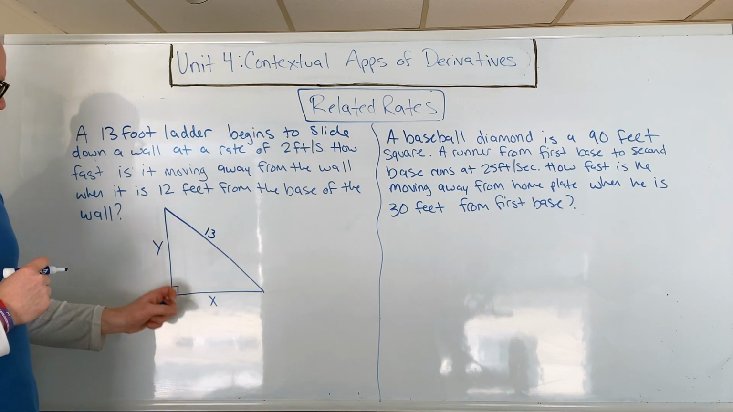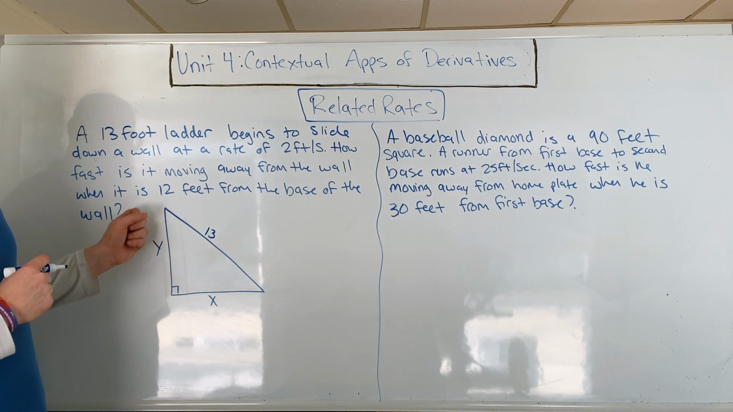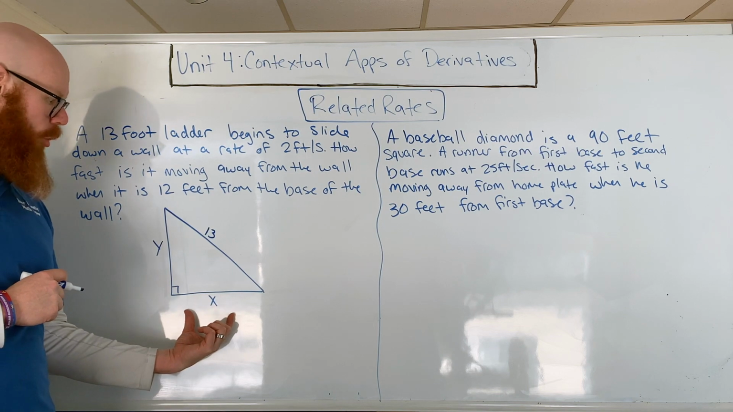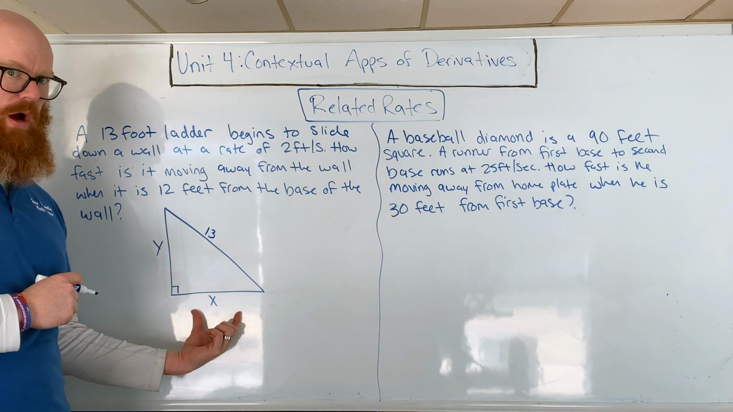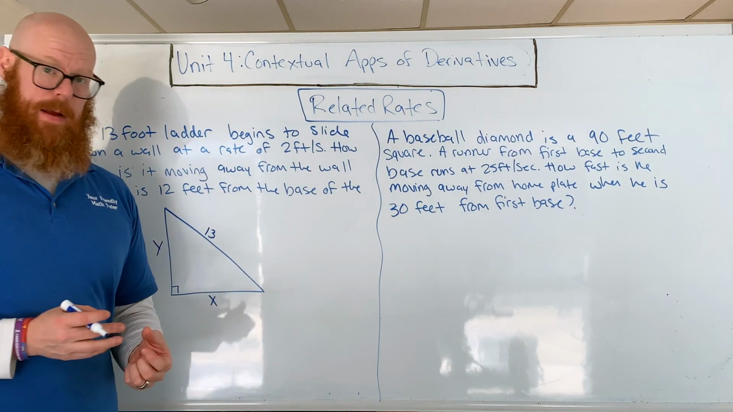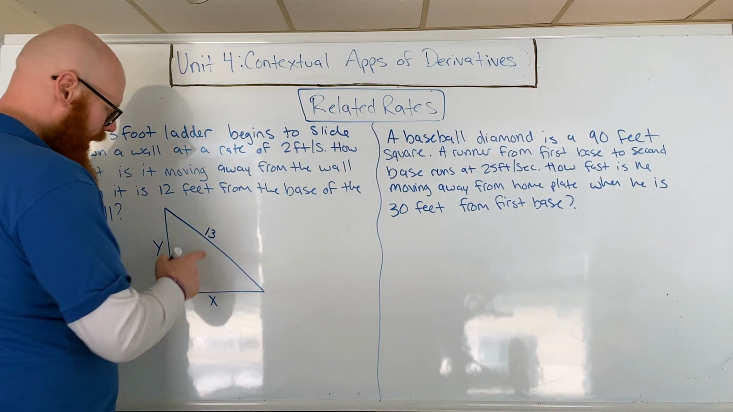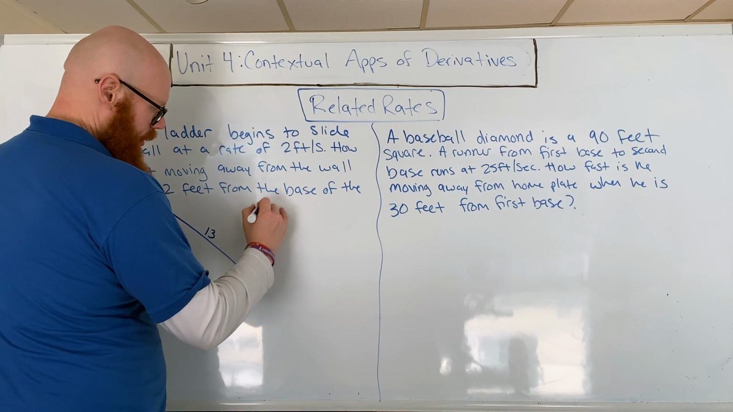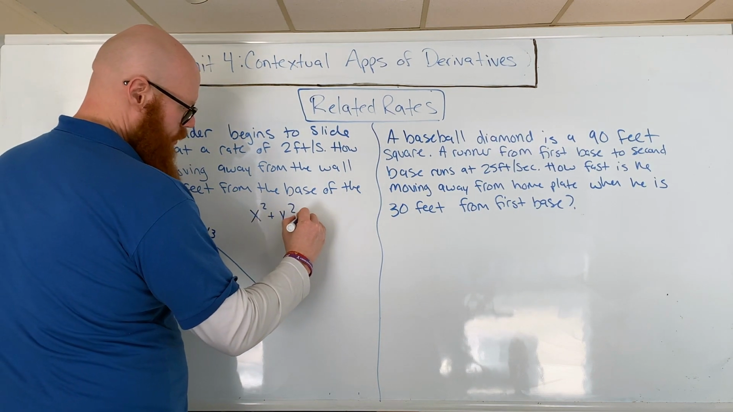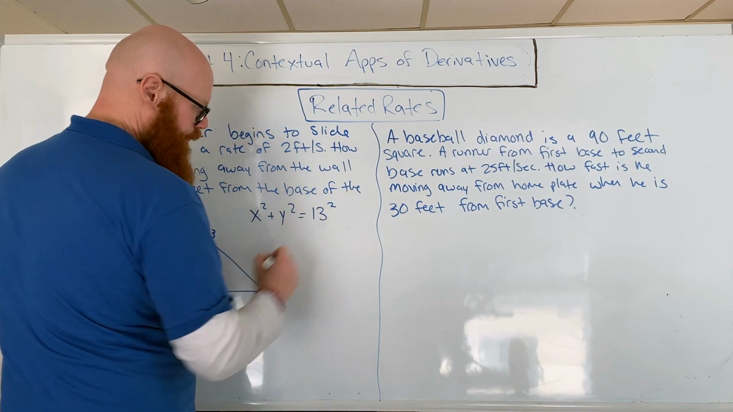But the y and the x, even though at a moment this is 12 feet from the base, we don't want to call that 12 because it is changing, all right? So the x and y are changing and the 13 is not. So now what relates these is the Pythagorean theorem. So x squared plus y squared equals 13 squared.